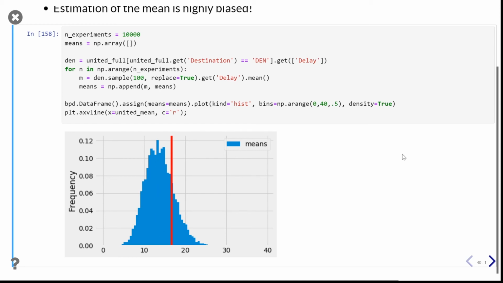So what this demonstrates is, if I'm interested in the average flight delay, regardless of destination, and I take a sample which is not uniform, like looking only at flights to Denver, for example, this whole thing falls apart. I'm not guaranteed that I'm going to converge to the right answer as I increase the sample size.